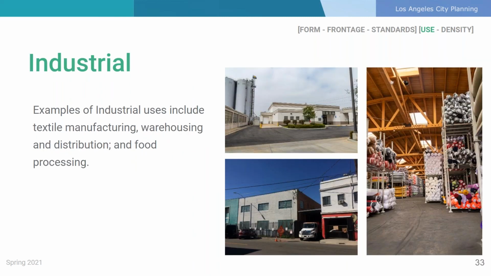The majority of the industrial land in Boyle Heights is found along the western and southern parts of the plan area, where activities such as textile manufacturing, warehousing and distribution, food processing, and other jobs-producing uses are.